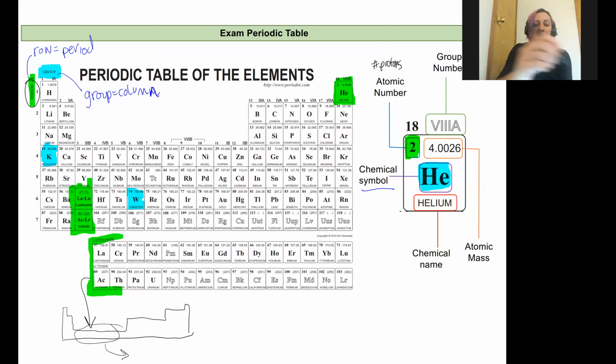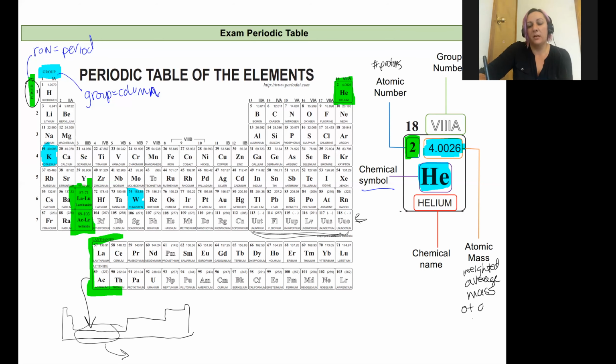You will also see this number that usually has decimal places unless it's a very large element down here. And this is not a fully updated one. We've got more elements out here. This is the atomic mass. So this is kind of the weighted average mass of a mole of this substance, or in grams, or an atom in atomic mass units.